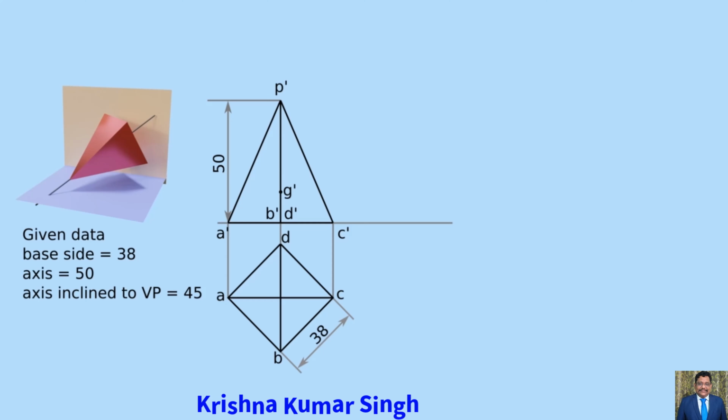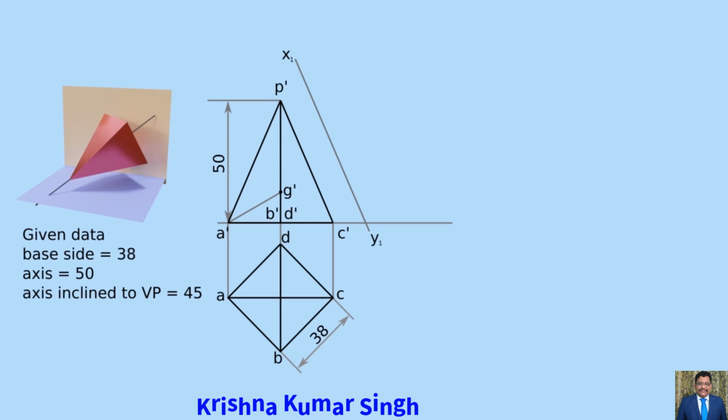Now mark centroid G' on axis O', P'. We can mark the centroid at the intersection point of the medians, which are drawn from vertex to midpoint of opposite side. After marking G', join A' with G'. Now we have to project an auxiliary view.